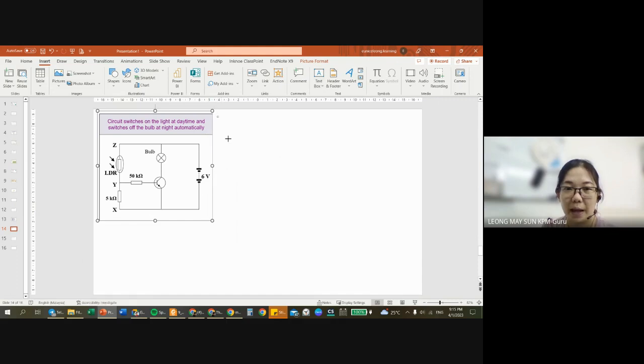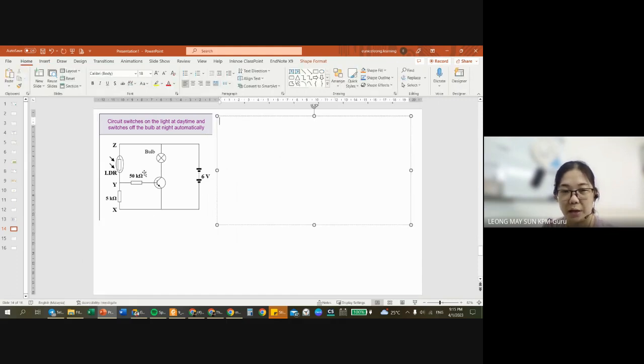So I'm going to try to analyze right now. If you notice, the position of the light dependent resistor right now is on the top. The 5 kilo ohm resistor is at the bottom part. So again, LDR, you have to remember this. That's how I remember, I keep on writing and writing all the time.